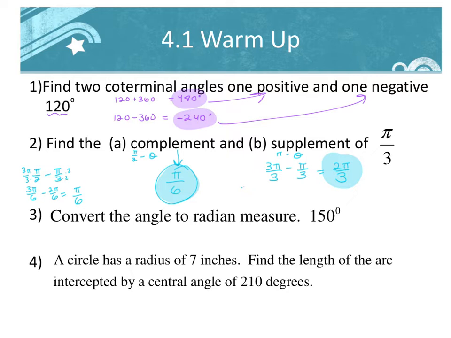Number 3 says to convert the angle to radian measure. So if I'm going from degrees to radians, I'm going to take theta and multiply it times pi over 180. So 150 times pi over 180. I can eliminate my zeros. 3 goes into both of these, 5 times and 6 times, and I get 5 pi over 6.